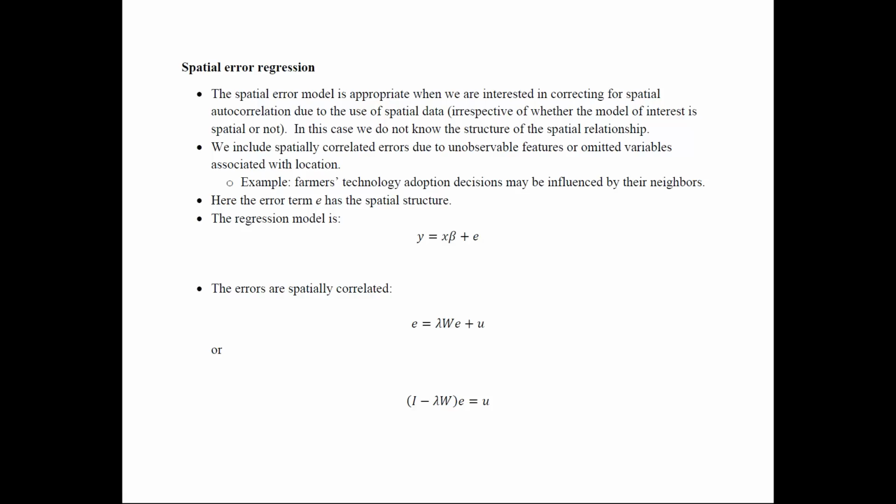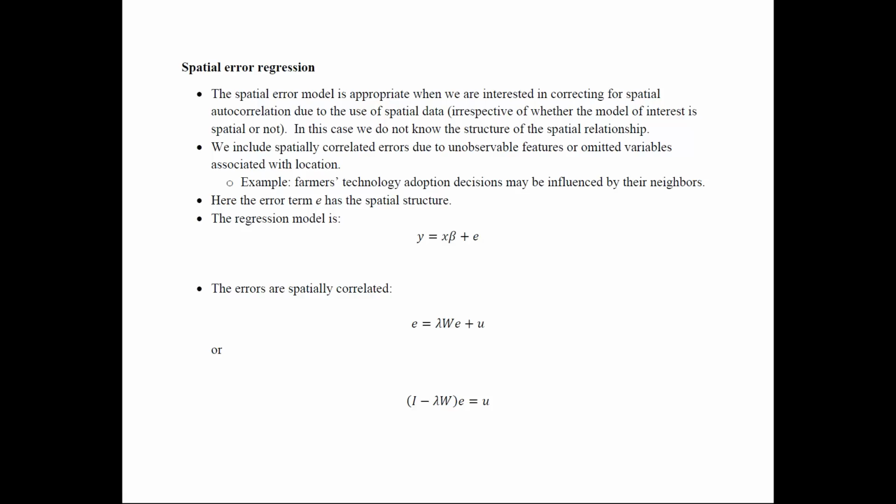So we could have, as an example, farmers' technology adoption decisions may be influenced by the neighbors. So suppose a farmer buys a tractor and the rest of the farmers like it, and therefore they start buying tractors and things like that. But you can't say that that depends on distance or proximity or anything like that. It will be more complicated than that.